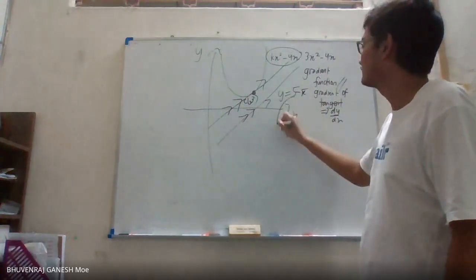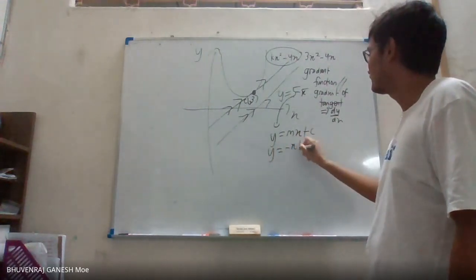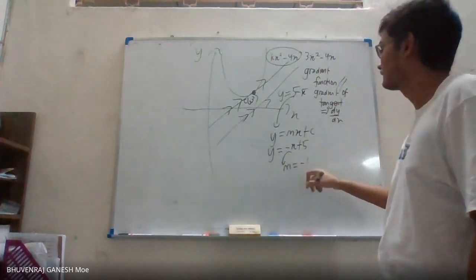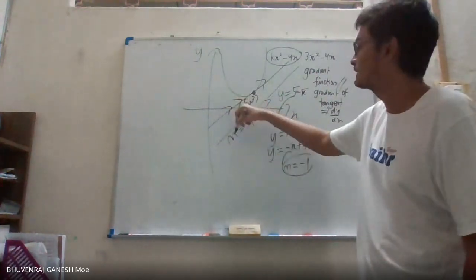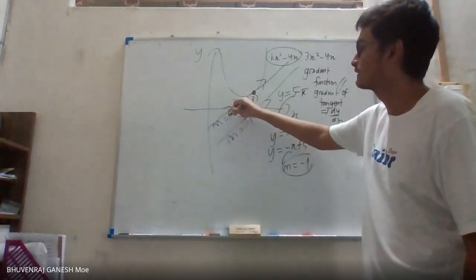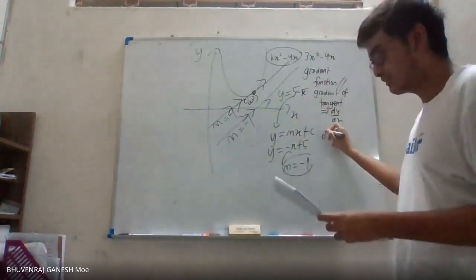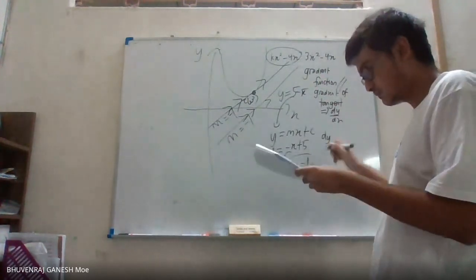And then you convert this equation to y equals mx plus c. So you will get y equals negative x plus 5. So this is your gradient, m equals -1. This straight line is just a random straight line somewhere. So if this m is -1, this m also is -1 for the tangent. So automatically we can put dy/dx is -1.